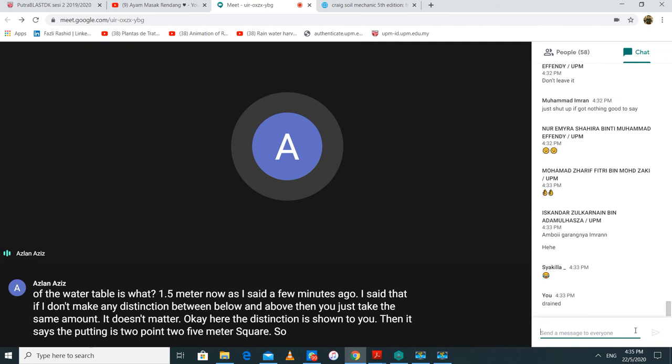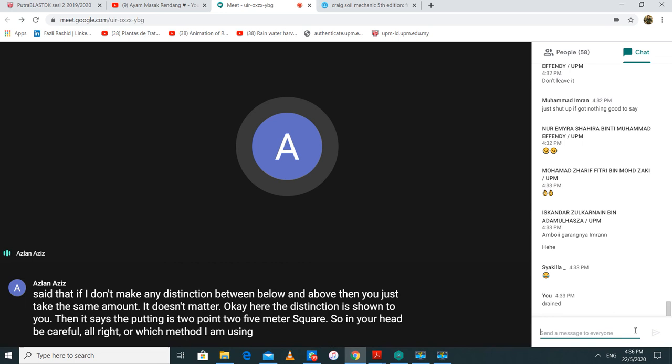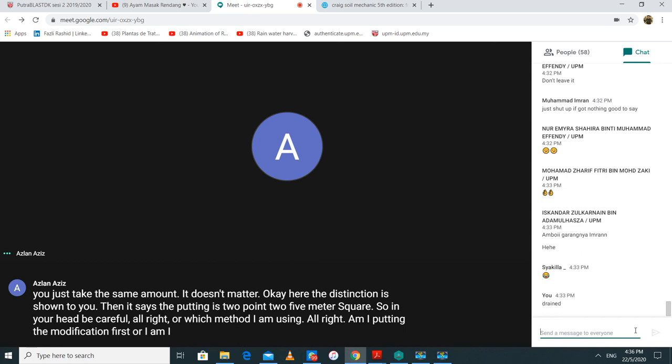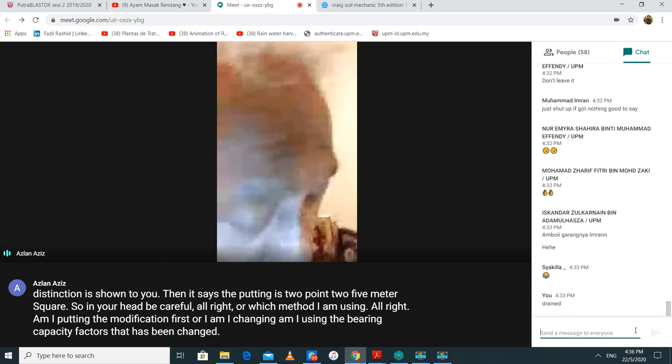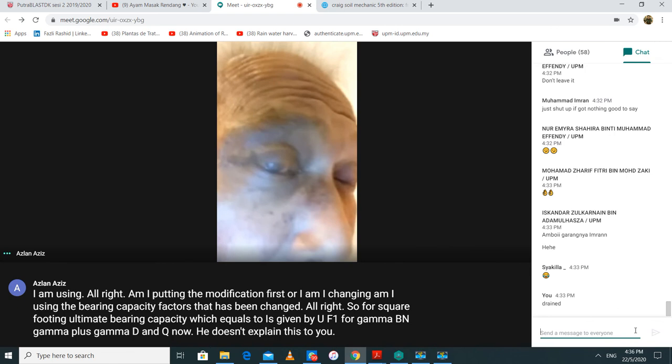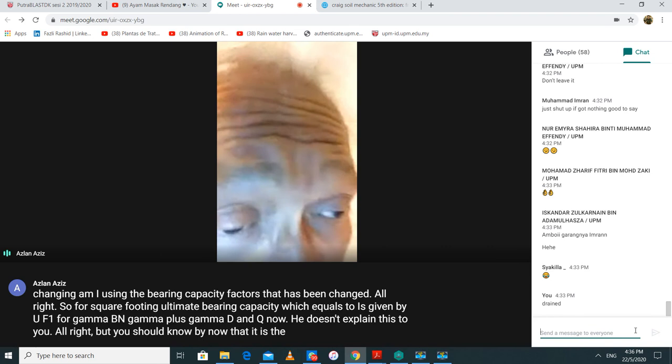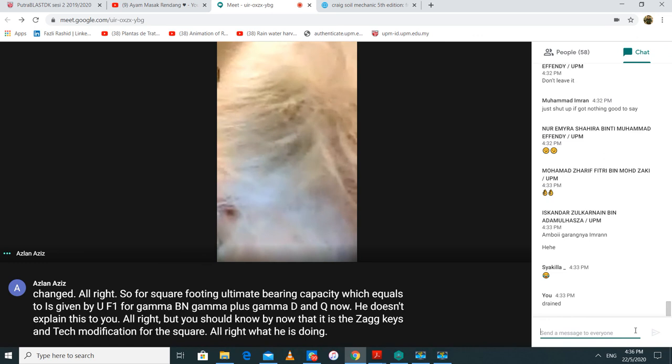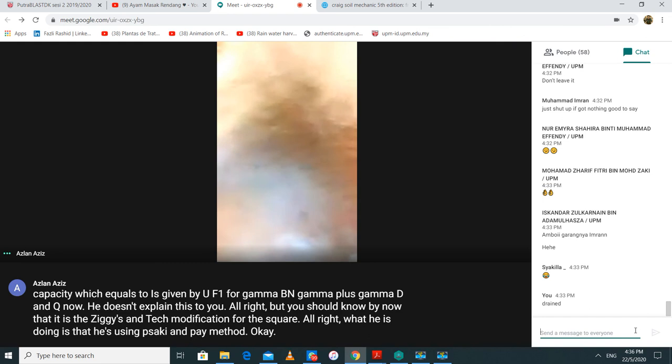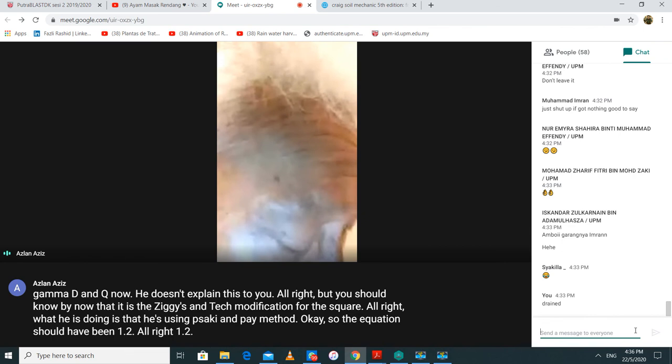So in your head, be careful of which method I am using. Am I putting the modification first, or am I using the bearing capacity factors that have been changed? So for square footing, the ultimate bearing capacity with C equals zero is given by q_f = 0.4 gamma B N gamma plus gamma D N q. Now, he doesn't explain this to you, but you should know by now that it is the Terzaghi and Peck modification for the square. What he is doing is using the Terzaghi and Peck method. So the equation should have been 1.2 c N_c plus gamma D N_q plus 0.4 gamma B N gamma.